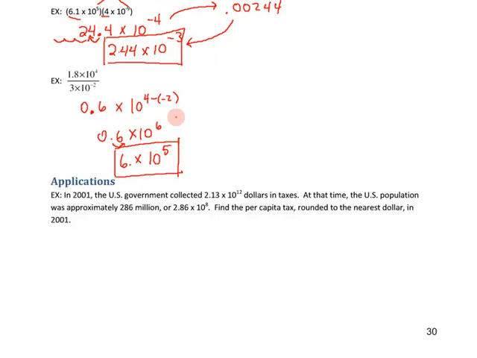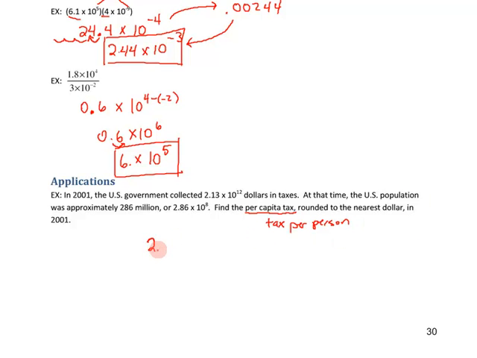Other places where you might need to use scientific notation would be in word problems, so let's just take a quick little application here. In 2001, the U.S. government collected 2.13 times 10 to the 12th dollars in taxes. That's actually $2.13 trillion if you were to write that out. At the time, U.S. population was approximately 286 million. Find the per capita tax. That means tax per person, rounded to the nearest dollar in 2001.